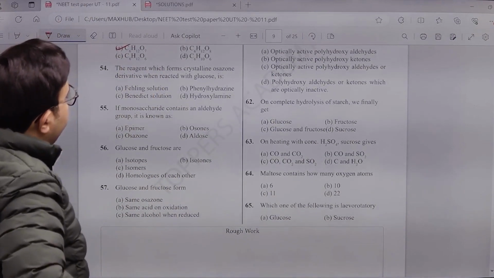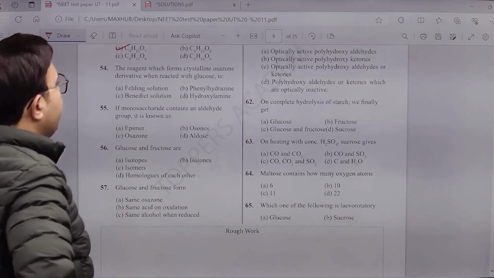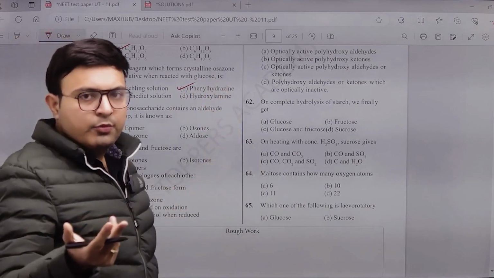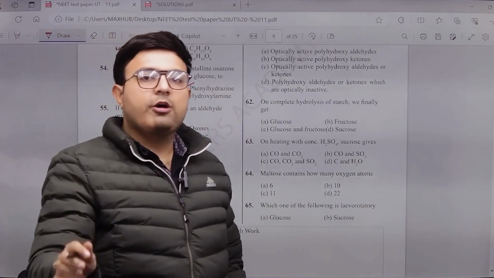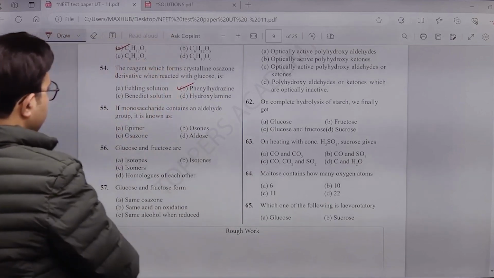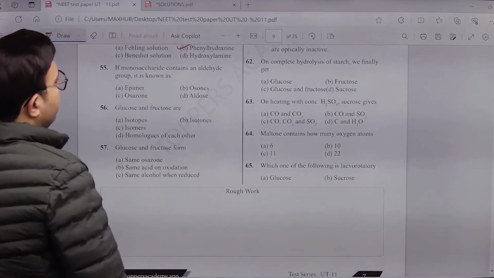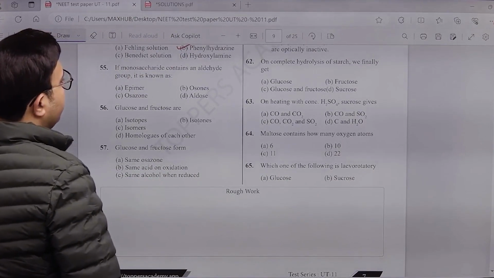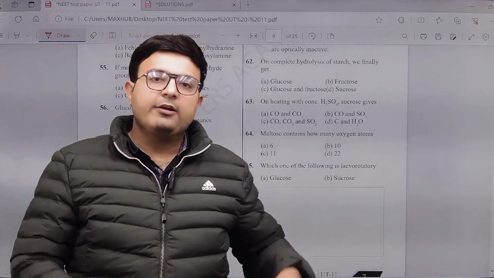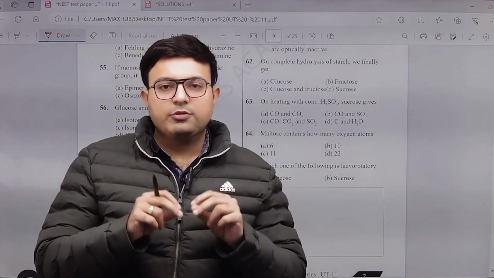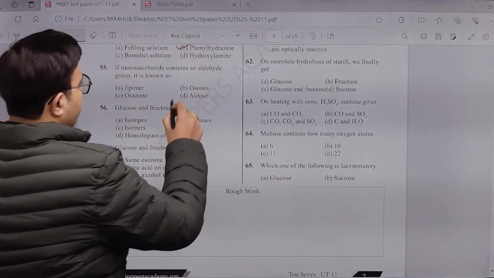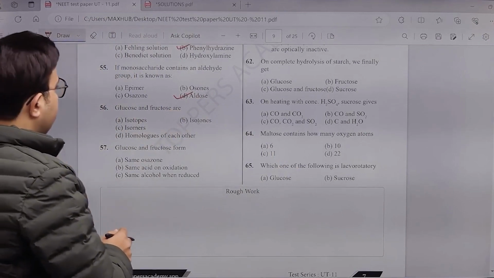The reagent which forms a crystalline osazone derivative when reacted with glucose is, okay, you require phenylhydrazine to form osazone. Three molecules of phenylhydrazine are required with glucose and also with fructose. Next question: if a monosaccharide contains an aldehyde group, it is known as, okay, so when your carbohydrates have aldehyde groups, those carbohydrates are known as aldoses. So D will be the correct answer.